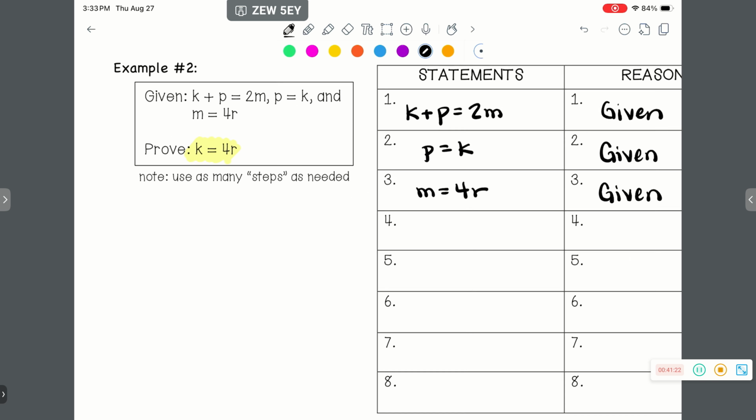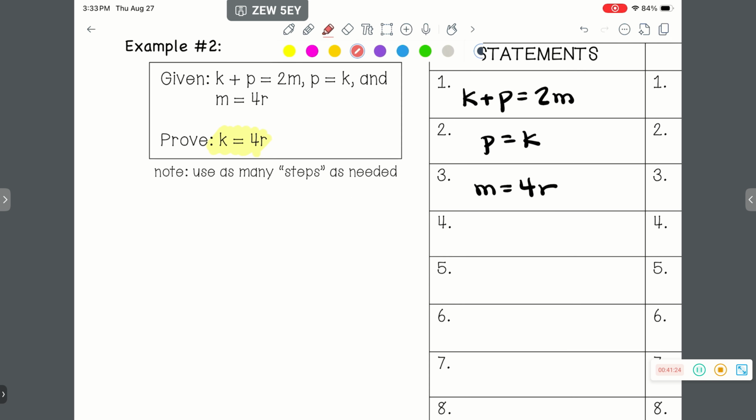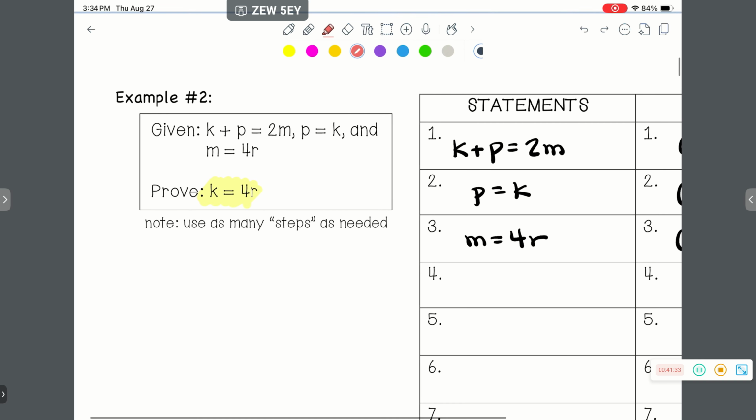All right, here we go. Let's talk about how we're going to deductively reason our way through this. So my proof is to get K equal to 4R. Guys, how many different variables are in the given? 4. There are 4 different variables. I've got K's, P's, M's, and R's. So I was given 4 different variables, but I only want to narrow it down to K's and R's.